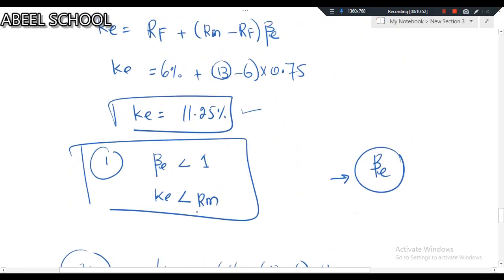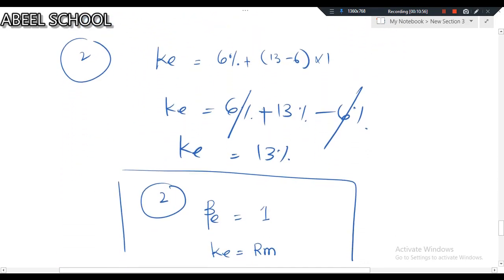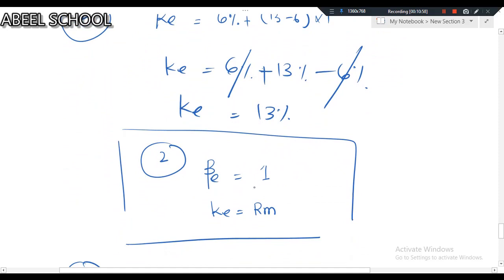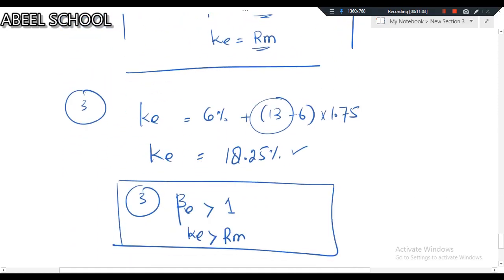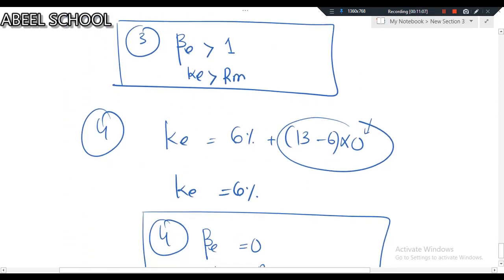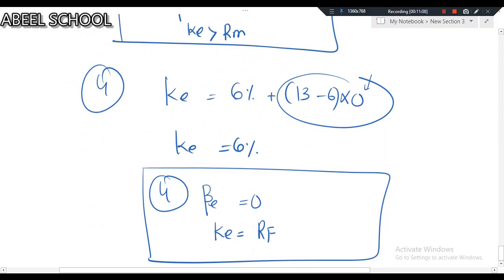If beta equity is less than 1, your Ke will be less than Rm. If beta equity is equal to 1, your Ke will be equal to Rm. If beta equity is more than 1, your Ke will be more than Rm. If beta equity is 0, your Ke will be equal to Rf.